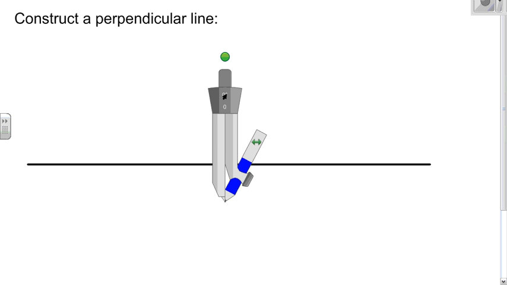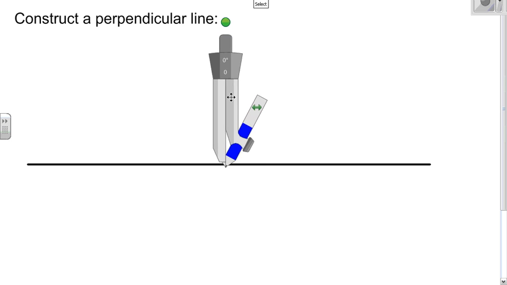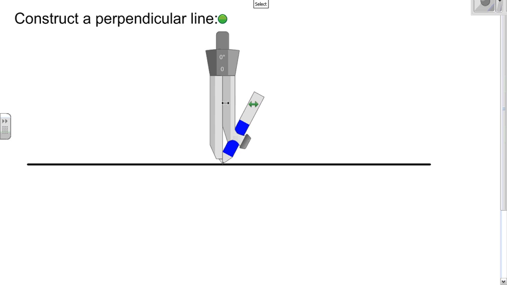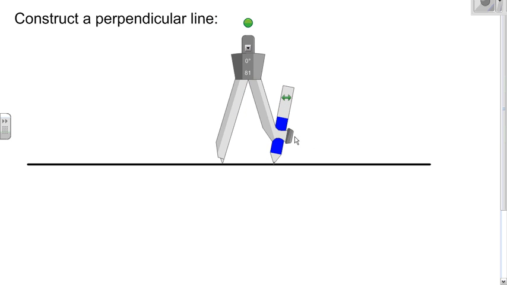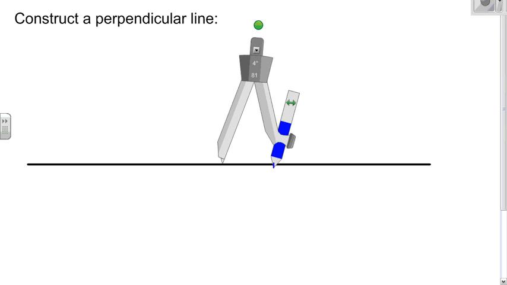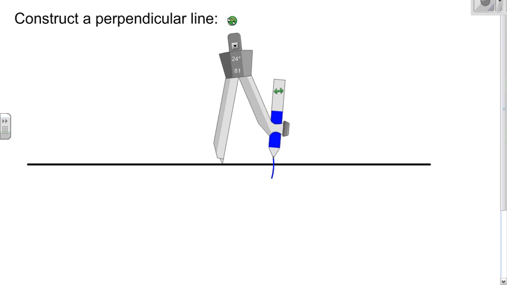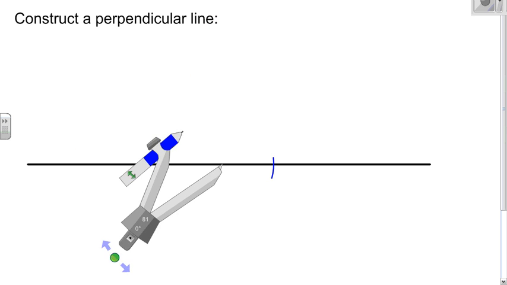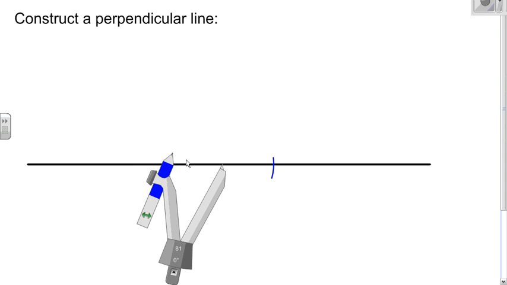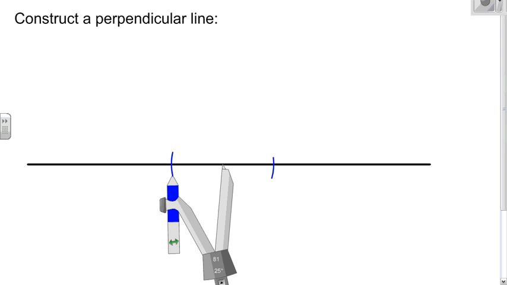To construct a perpendicular line, put the tip of your compass on the line that you want to be perpendicular to. Go out an arbitrary distance. Make a mark. And do so on the other side as well. You could draw a full circle, but that would just be more lines than you need to worry about.